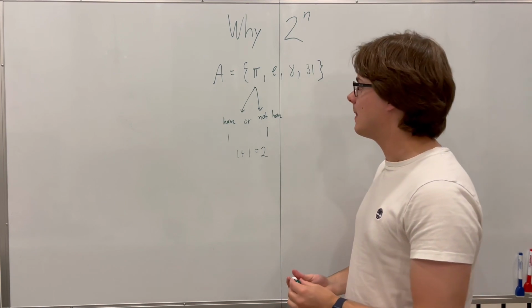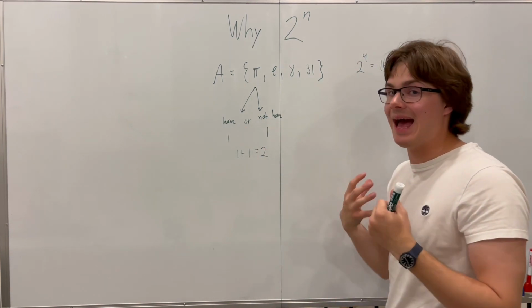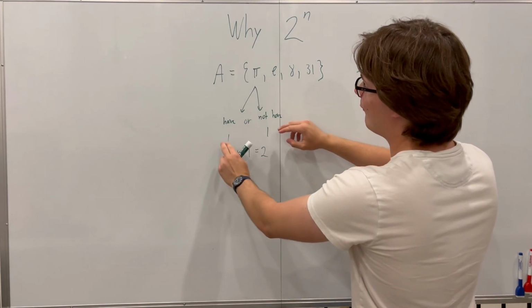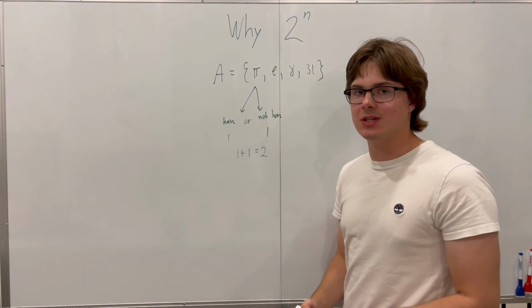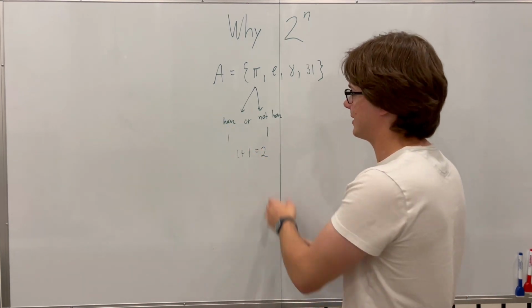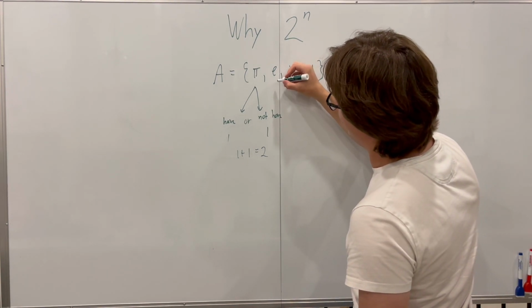Once again, because it cannot have both pi and not have pi at the same time, these two have to be an or, which means we have to add the two possibilities. And the possibility of having pi is just 1. There's nothing else to really add to it, and similarly of not having it. Now this logic extends to every other element.